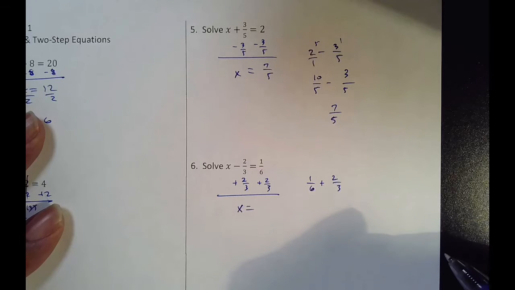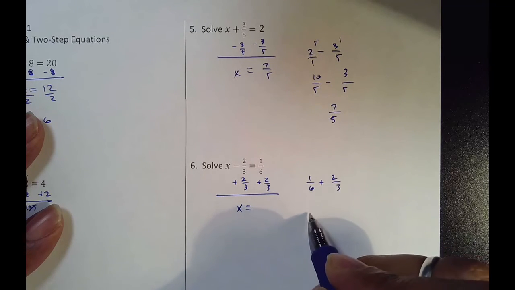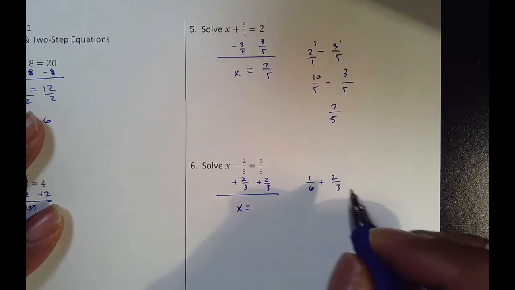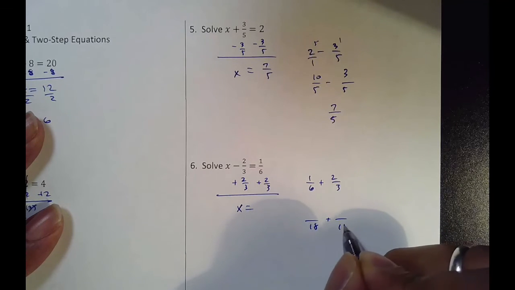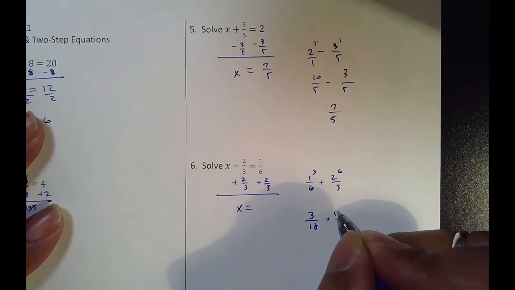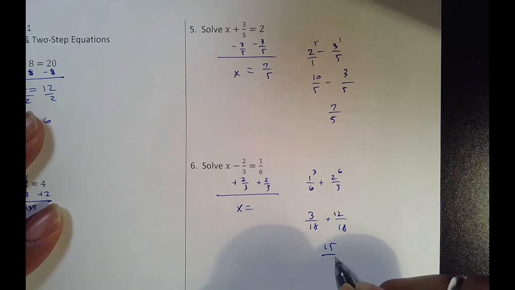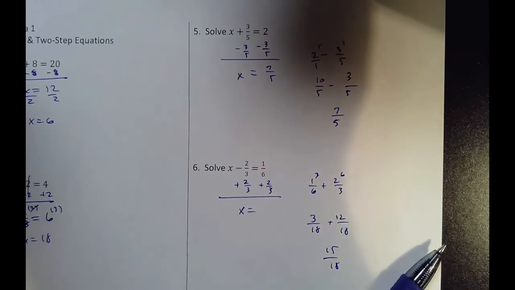Again, I'm not teaching it the way for students who know what they're doing. Of course, the students who know what they're doing would put 6's at the bottom and rename this. But again, for those who don't, multiply across the bottom. Bring this number up, bring that number up. That becomes 3, that becomes 12, that becomes 15 over 18.